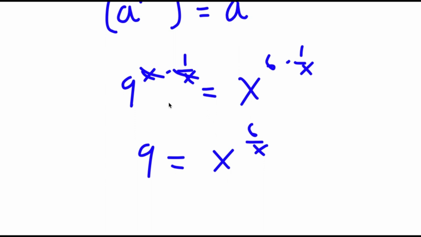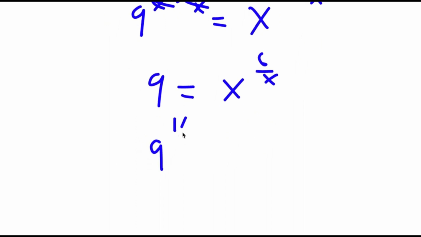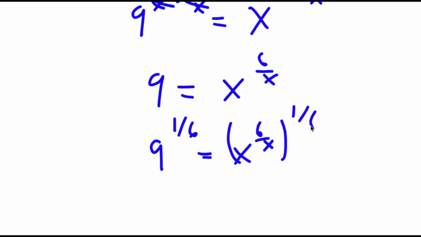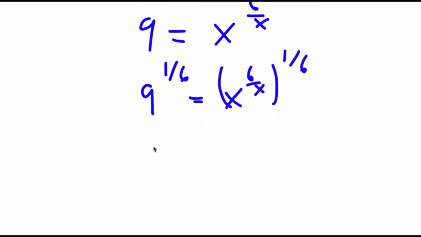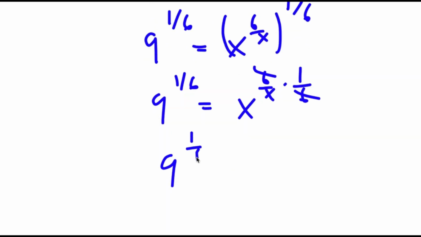Now I'm going to take the power of 1 over 6 on both sides. So now I have 9 to the power of 1 over 6 is equal to (x to the power of 6 over x) to the power of 1 over 6. And again, this is going to equal x to the power of 6 over x times 1 over 6. These two cancel out. So now I'm left with 9 to the power of 1 over 6 is equal to x to the power of 1 over x.